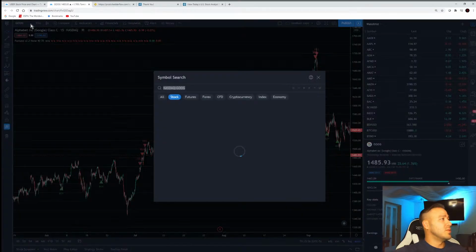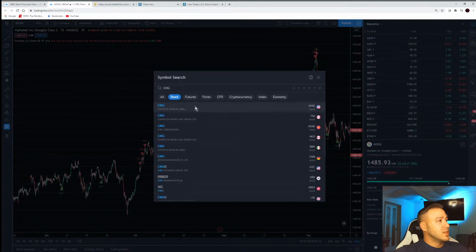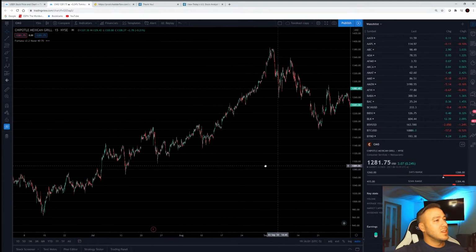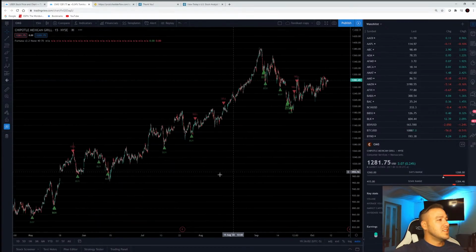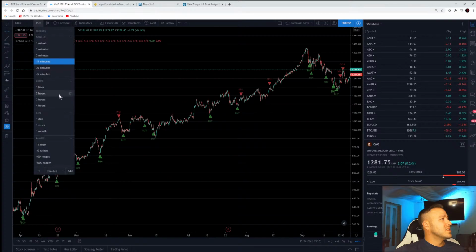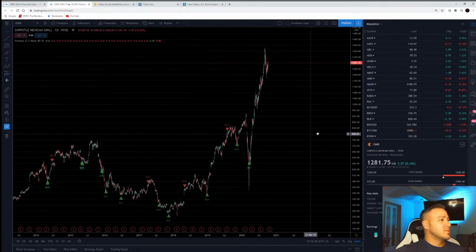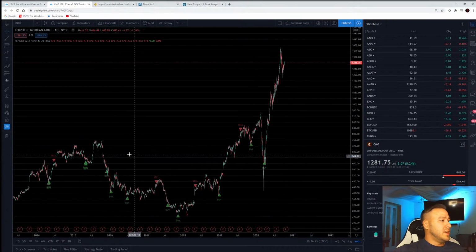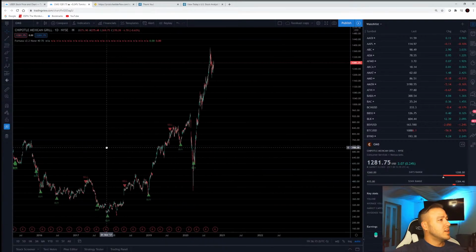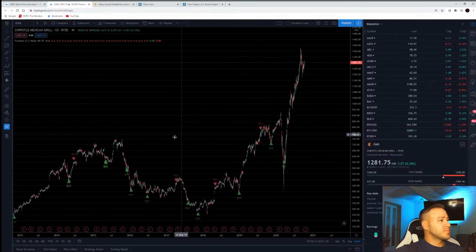Beyond or Chipotle of the future. Yeah, Chipotle's. This thing is nuts. That is just nuts. Oh, look at that. I didn't even notice on the daily, there's a cup and handle right here. Wow. Never looked at it that much, I guess. But that's a big cup and handle.